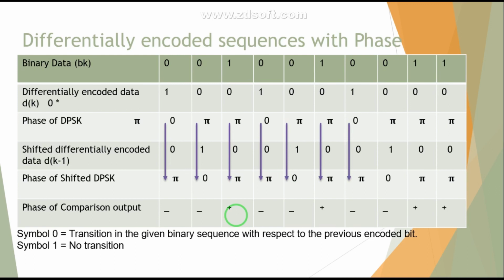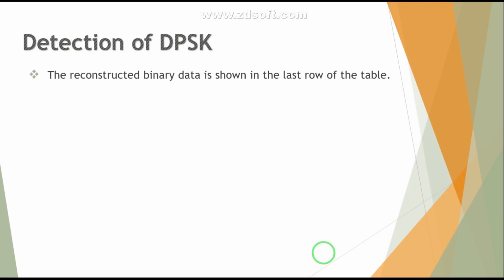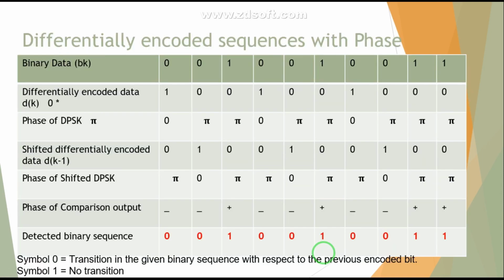0 to pi is minus, pi to 0 is minus sign, and last pi to pi is plus, and pi to pi is indicated by plus sign. Now we are going to see the reconstructed binary data, which is shown in this last table. So you can see that comparator output minus sign is represented by 0 and plus sign is represented by 1. So minus represented by 0, plus represented by 1, and so on.